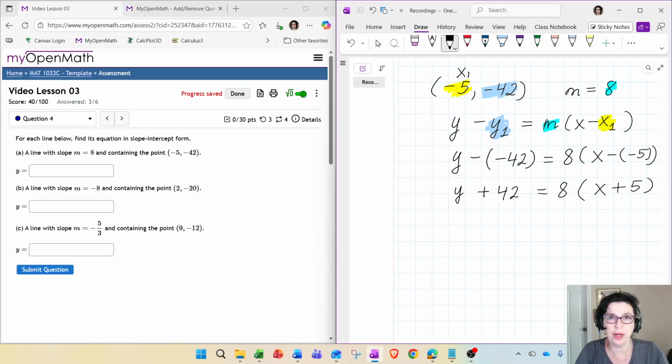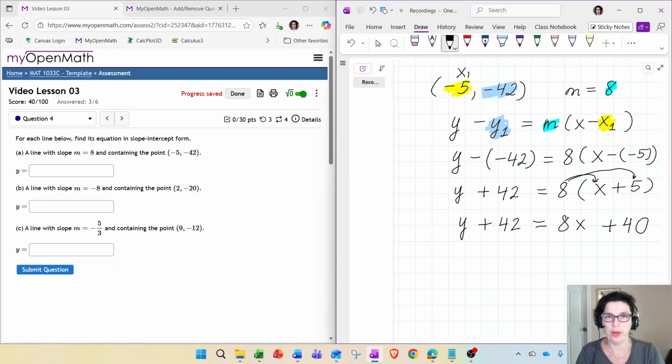Okay, how do we convert this to slope-intercept form? Remember to first start distributing that slope to each term here, while leaving the left-hand side the same for now. Okay, so you get y plus 42 equals, now carefully distribute. 8 multiplied by x, well, we're going to write it as 8x because the default operation is multiplication. Plus 8 times 5, well, that's 40.